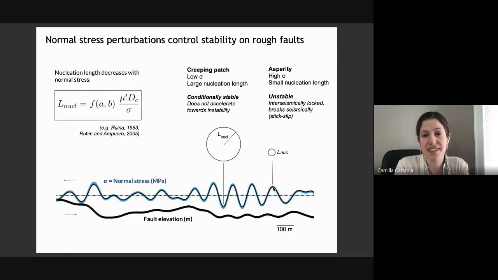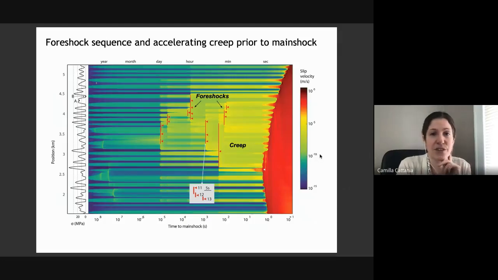So asperities tend to have a higher normal stress than the average. And so the nucleation length is smaller than the nominal nucleation length. And so they tend to be unstable, and we expect stick slip behavior. And so that's why we can have foreshocks on these asperities. And so now we can look at what the foreshock sequence looks like.